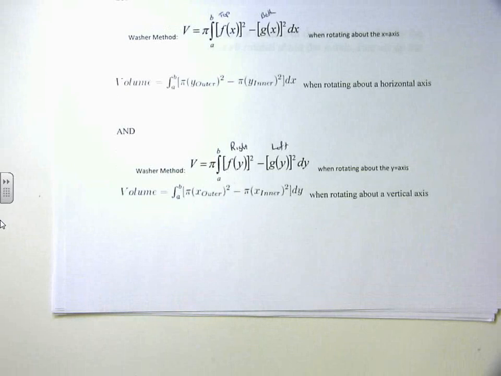So we're using some of the same similar formulas that we had for area between two curves, except we're applying this formula from circles, squaring the functions and throwing a pi on it to give me volume of rotation. So let's take a look here.